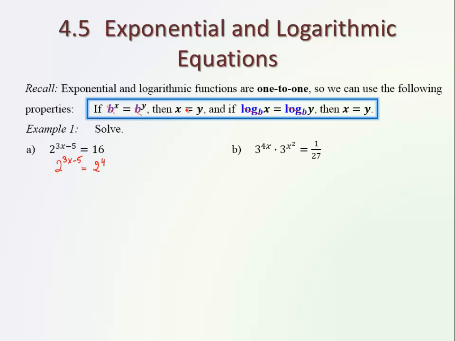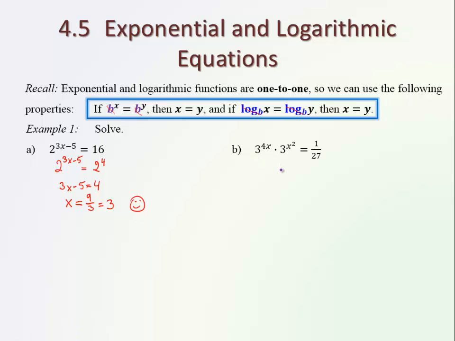And now using the first property, we can drop the base 2 and we end up with just 3x minus 5 equals 4, which is a linear equation easy to solve. x would be, we add the 5, which is 9, and we divide by 3, so overall it is just 3. So this is a very powerful method, dropping the base as long as it's the same base.